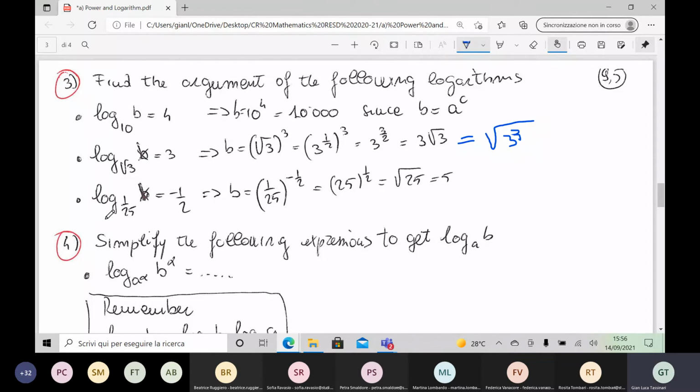Logarithm with basis 1 over 25 of b equal to minus 1 over 2. So this is the logarithm. The logarithm is equal to minus 1 over 2. By definition, the logarithm is the number c, so minus 1 over 2, you have to give to the basis a, which is 1 over 25, to get b. So b is equal to the basis raised to c, which is this number.